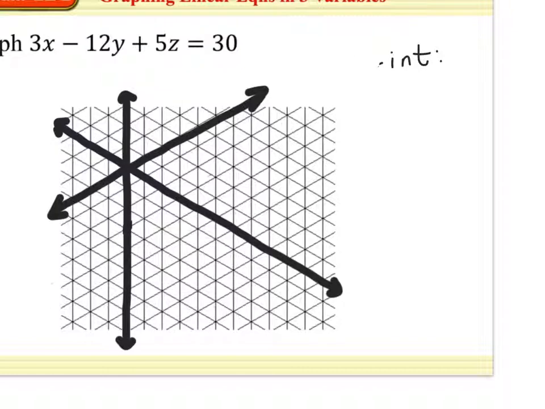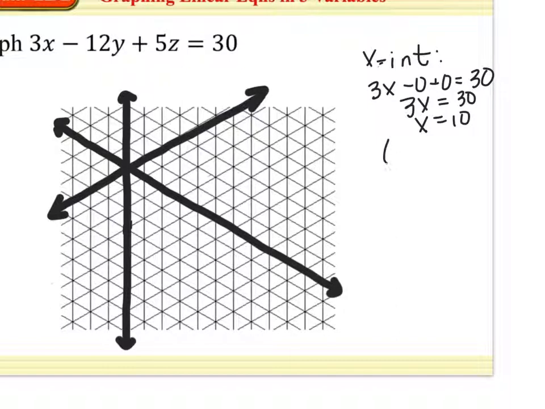So if y and z are always 0, I'm going to plug in a 0 for y and z, and I end up with 3x minus 0 plus 0 equals 30, or 3x equals 30, which tells me then that x equals 10. So I then have the coordinate point 10, 0, 0.